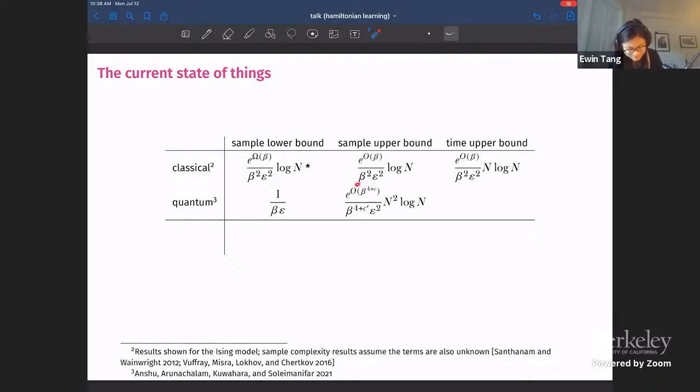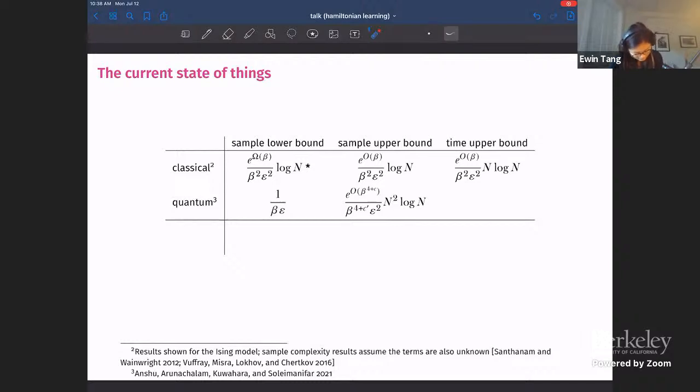And you see that as beta goes to 0 and as beta goes to infinity, this blows up. And similarly, there is a sample complexity lower bound. It's for a slightly different problem, but this suggests that the sample complexity upper bound and the time complexity upper bound are both optimal. So we understand what happens in the classical setting.